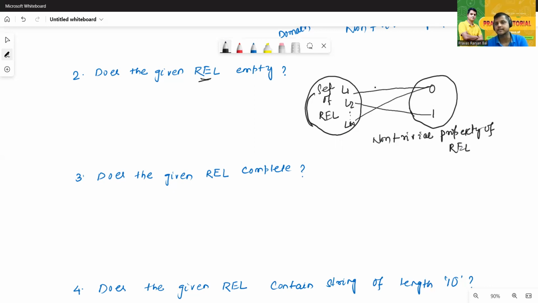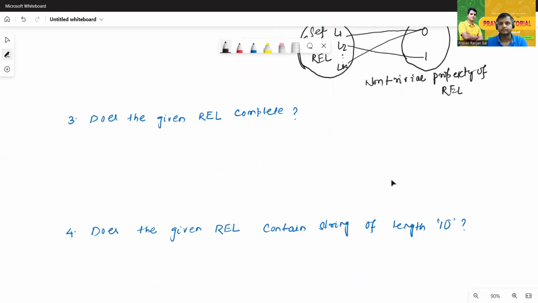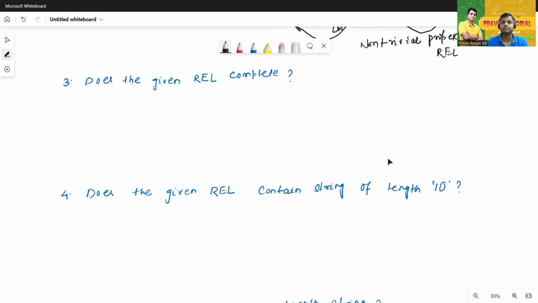Since it satisfies the non-trivial property of RL languages, this problem is undecidable. Now we'll see the next problem.